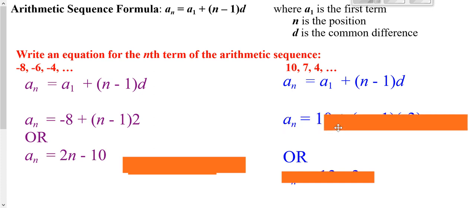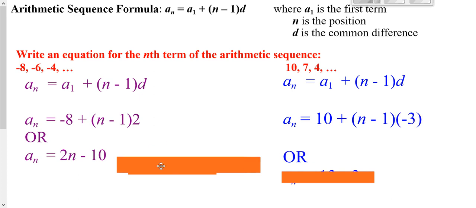So you have your first term. We're going to leave n in there. Our difference is negative 3. So you need to make sure you put your negative 3 in parentheses. If you don't put negative 3 in parentheses, it looks like you're just subtracting by 3 rather than multiplying by negative 3. If you go ahead and distribute that through, collect your like terms, you would get this.